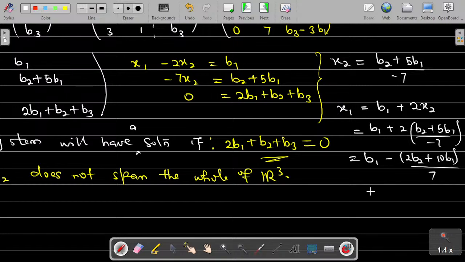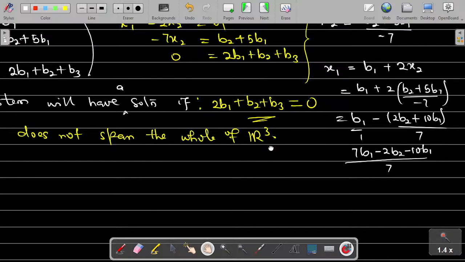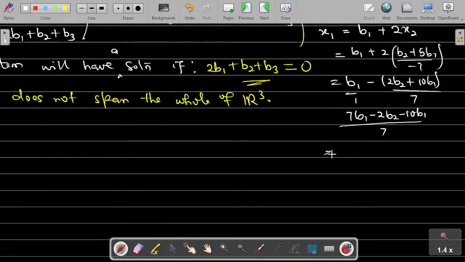Okay, so if we take LCM here, we'll have 7, and that will be 7b1. Then the minus will come across to give us minus 2b2, then minus 10b1. Okay, and you can collect like terms finally. If you do that, this is going to give us minus 3b1 minus 2b2 all over 7. Okay, and that is the solution for our x1.